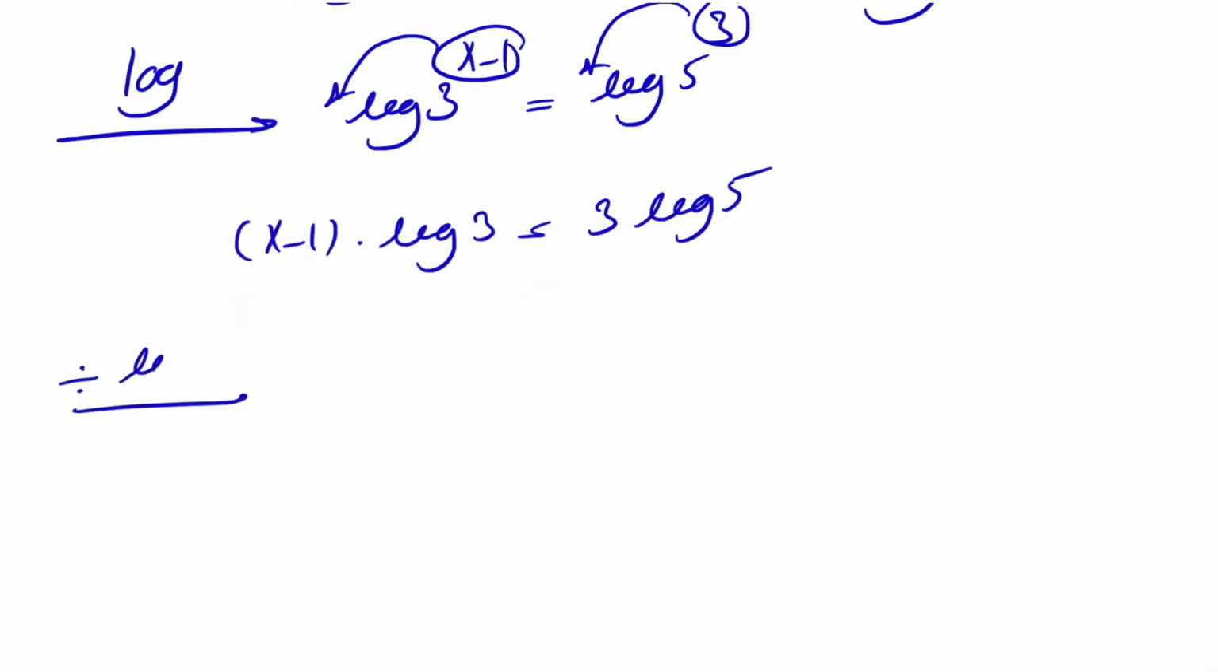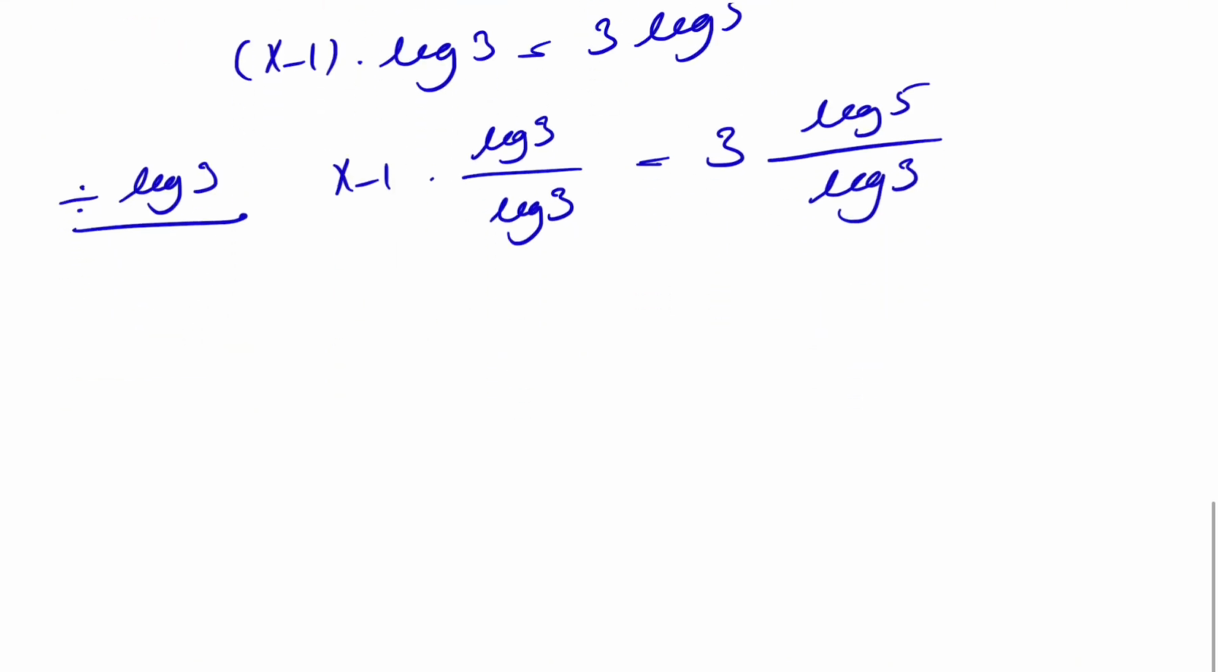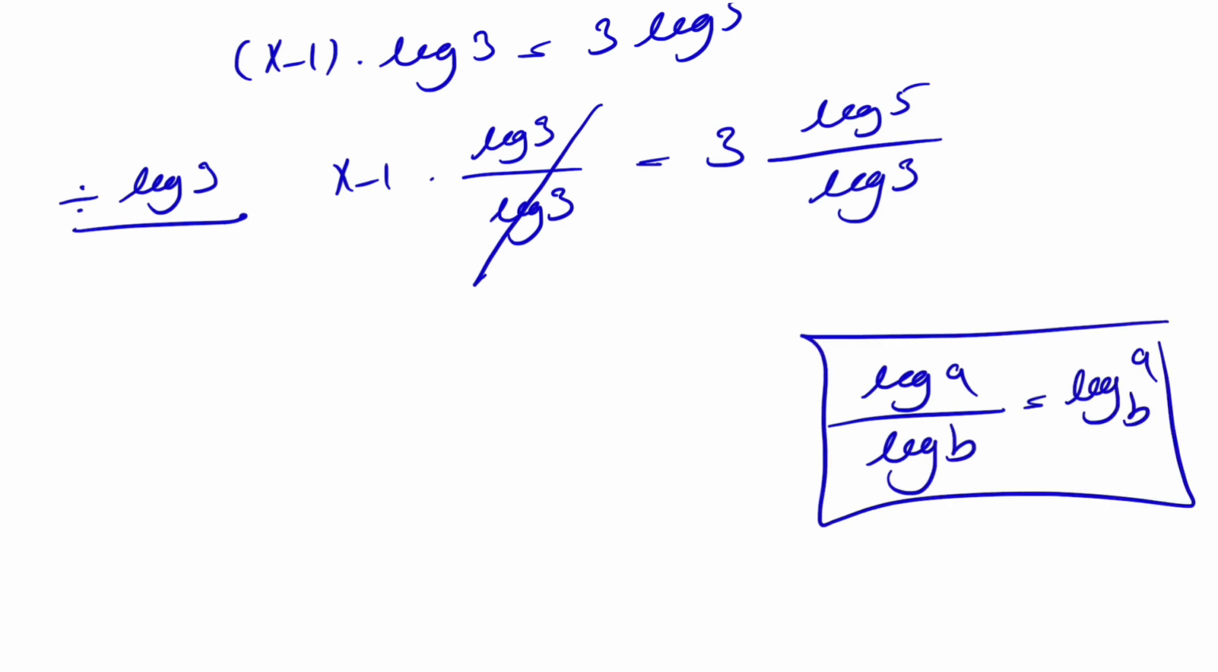So we're going to divide each side by the log of 3 in order to get rid of this log on the left side. So we have x - 1 times log of 3 over log of 3 is equal to 3 times log of 5 over log of 3. On the left side, we can cancel out the log of 3, and from the laws of the logarithm, we know that when we have the log of a over log of b, this will be equal to log base b of a. So we're going to use that in here. We have x - 1, and this will be equal to 3 times log base 3 of 5.